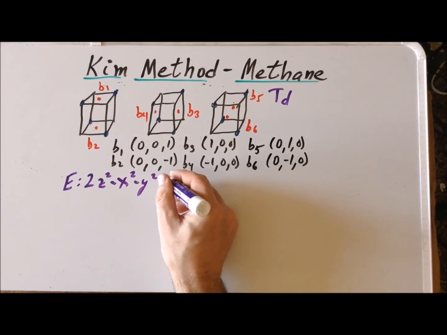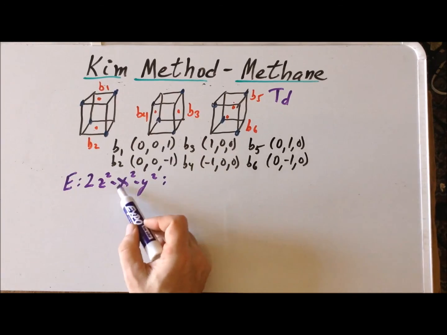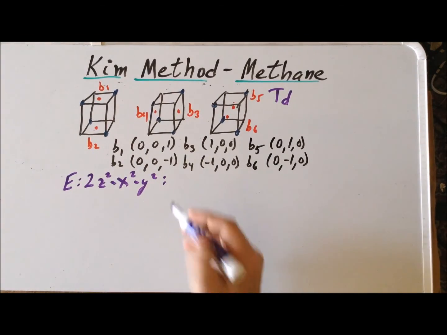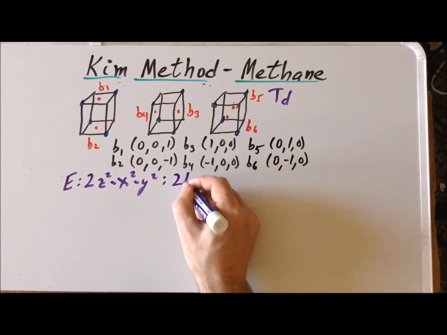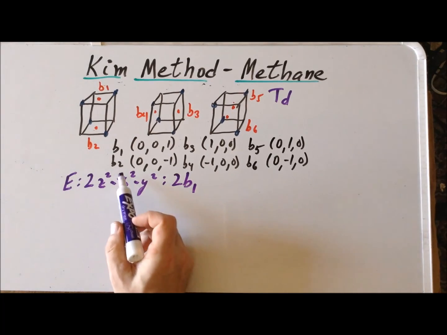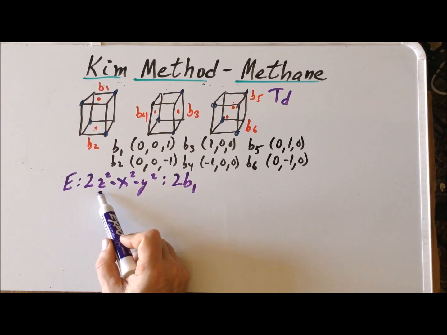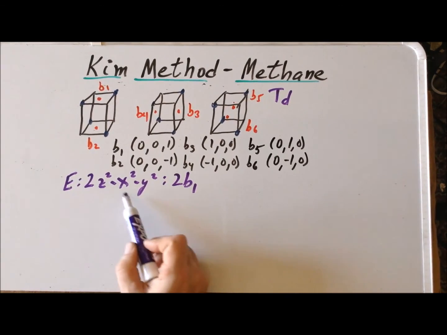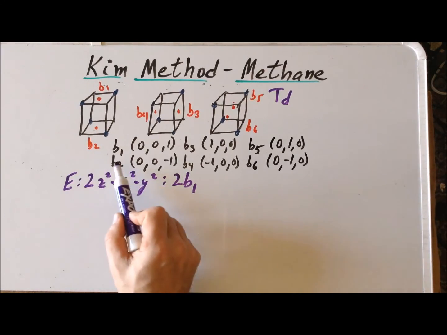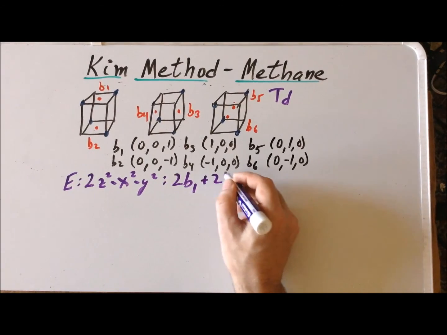So for the point B1, it has a z value of plus 1. X and y are both 0. So if we evaluate this particular function, we get a value of 2. So the coefficient of B1 is 2 here. Similarly for B2, since z is minus 1, we square minus 1, we get a plus 1. Multiply by 2, we get 2. X and y are both 0, so evaluating this particular function at B2 gives us a coefficient of plus 2 B2.